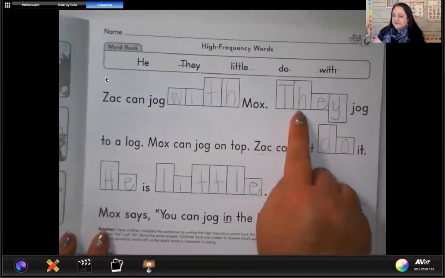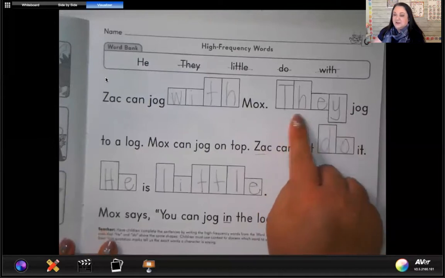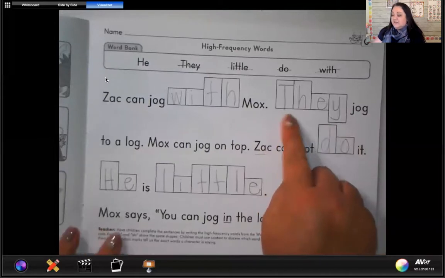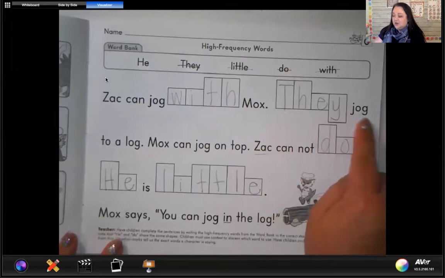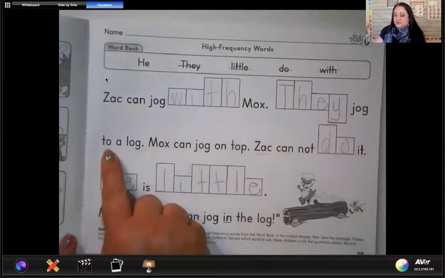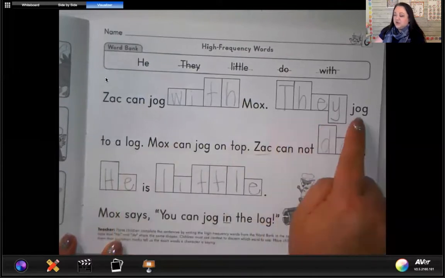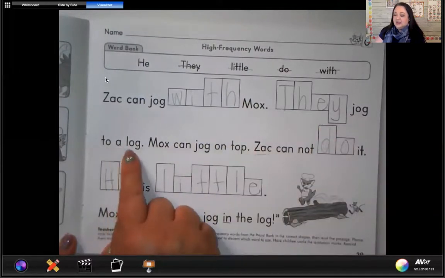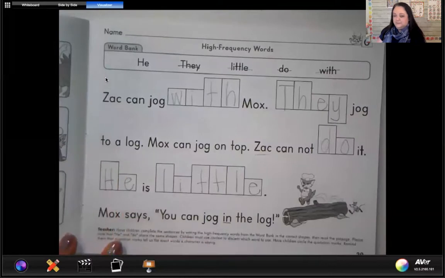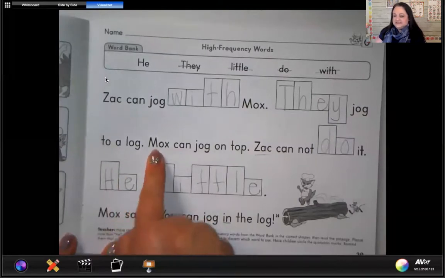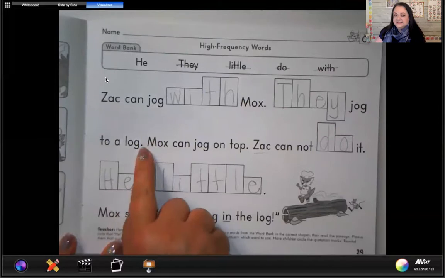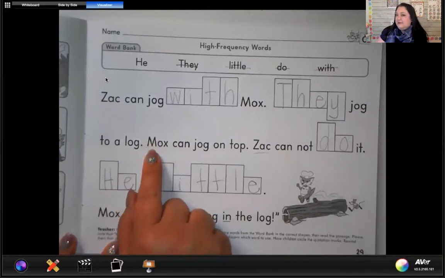Let's try the next one. This word is they. So get your mouth ready to say they. They jog to a log. They jog to a log. Okay. Point to the next sentence. And we know this is the next sentence because there's a period there from the last one. So this is a new sentence. And it's capitalized. So we also know that. Gives us a clue that it's a new sentence.